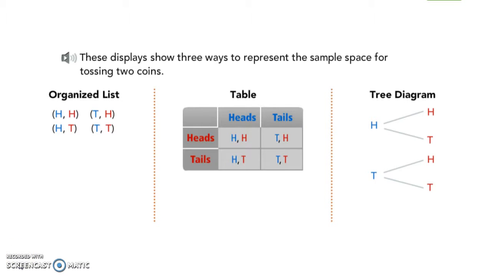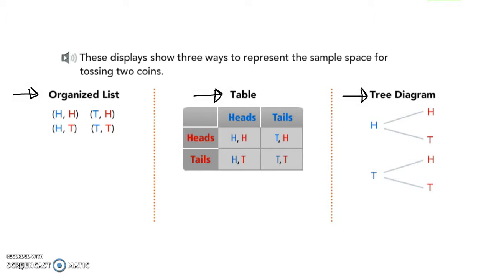Ways that we are going to represent the sample space for a compound event. Now, in our notebooks, we are going to do examples of each of these. You don't need to copy this one, but I do want you to write down the three different ways, just these words, the three different ways that we can represent a sample space for a compound event.